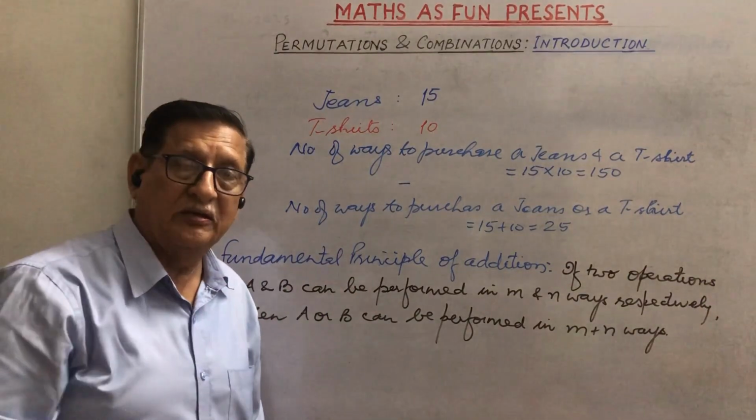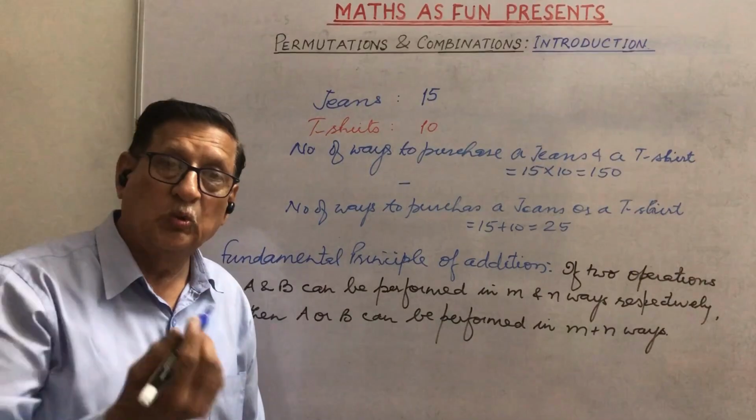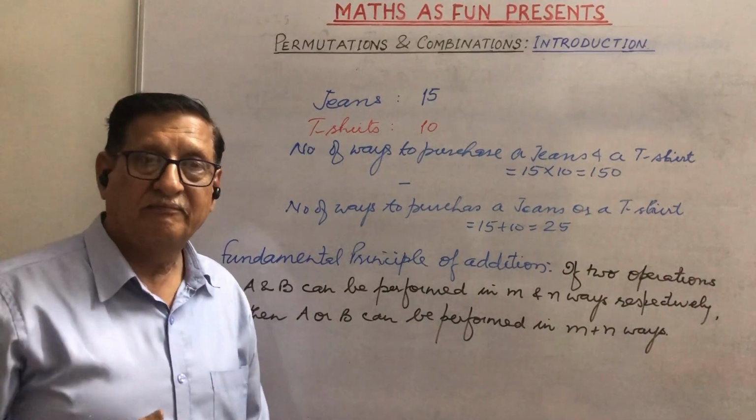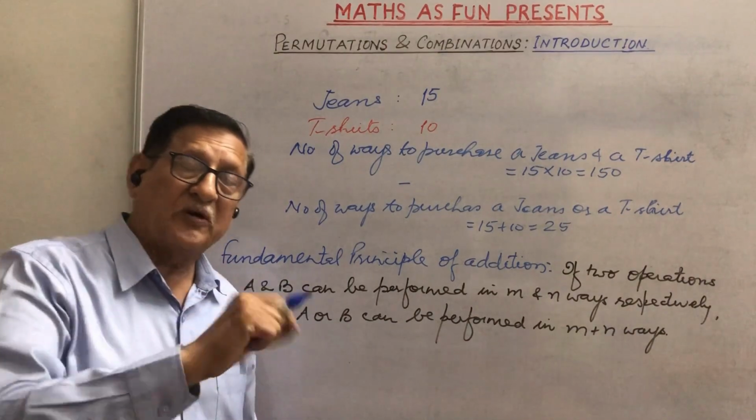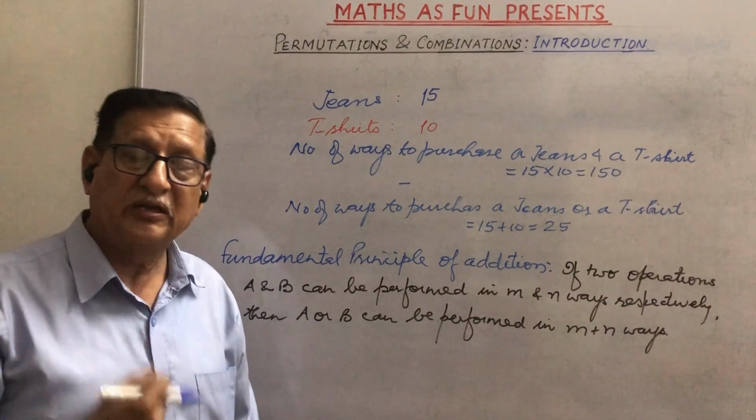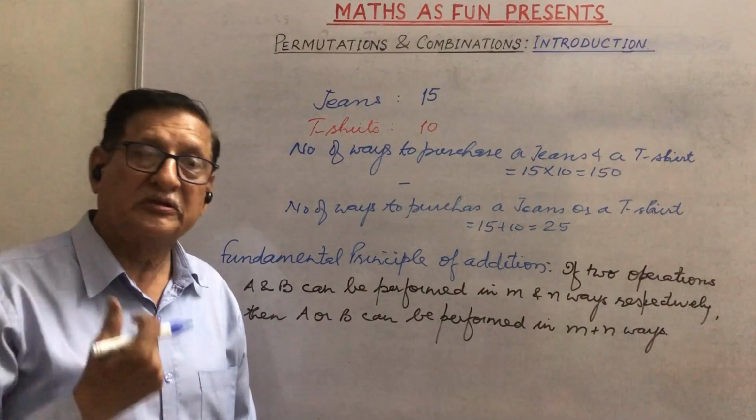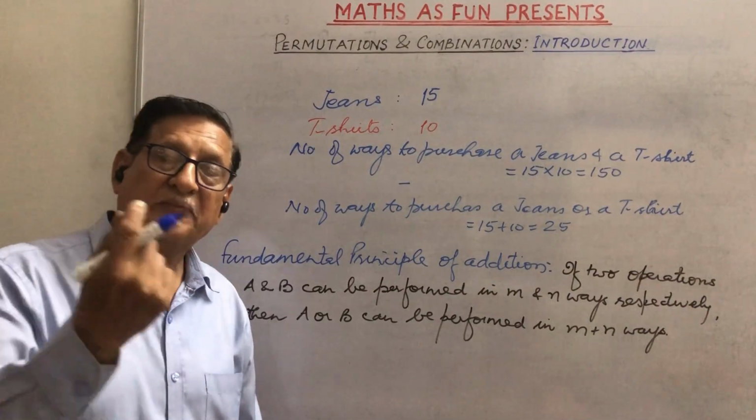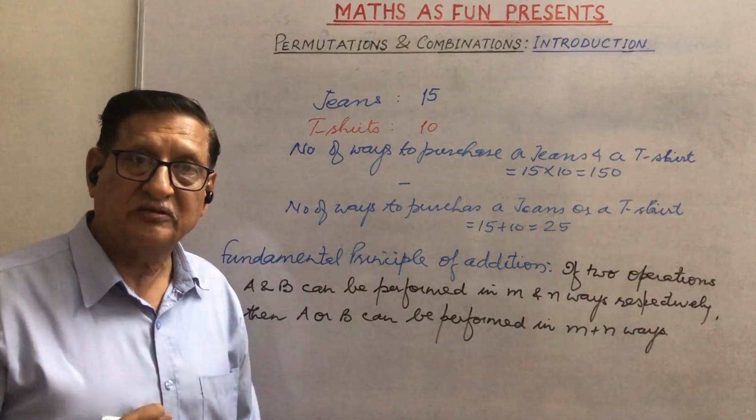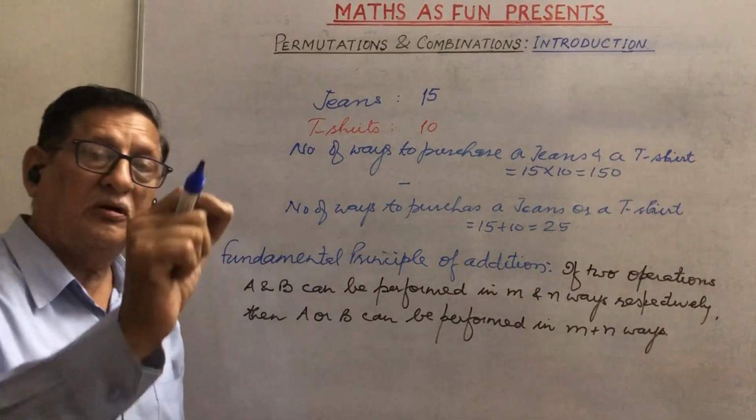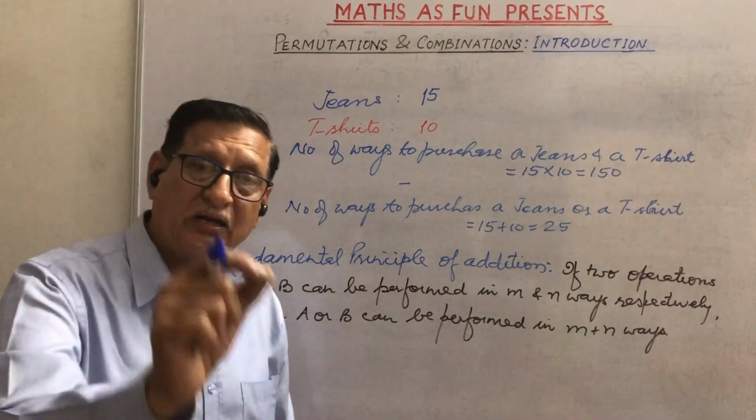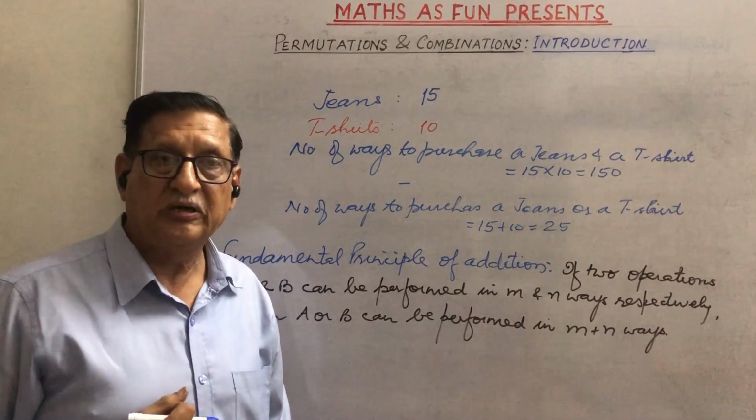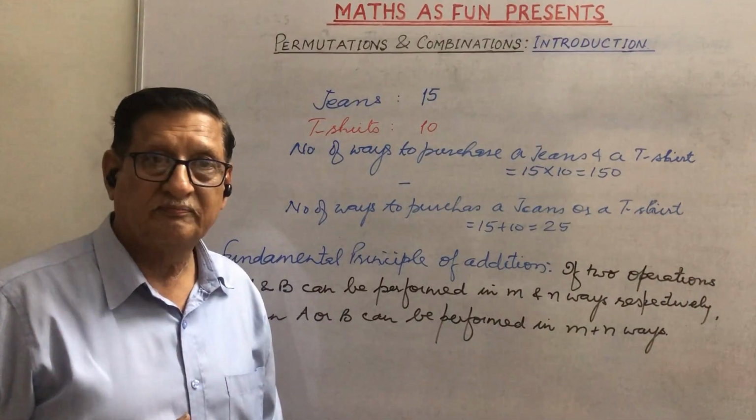Suppose there are more than two operations, three operations A, B and C, and we want to perform all together in association with each other, then that can be done in m into n into p ways if C can be performed in p ways. But in case we want to perform any one of them, then that will be m plus n plus p, or it may be more.